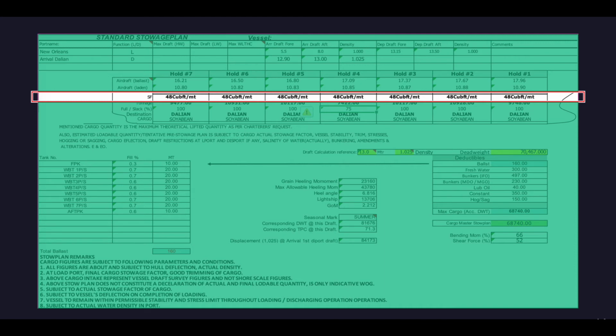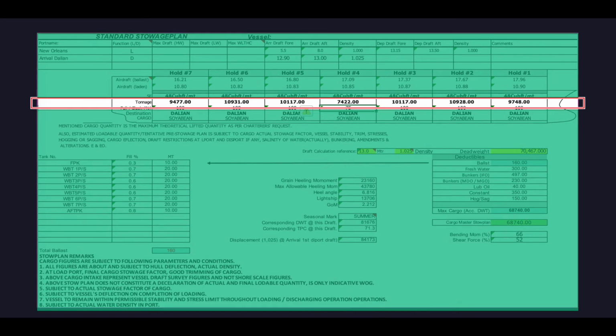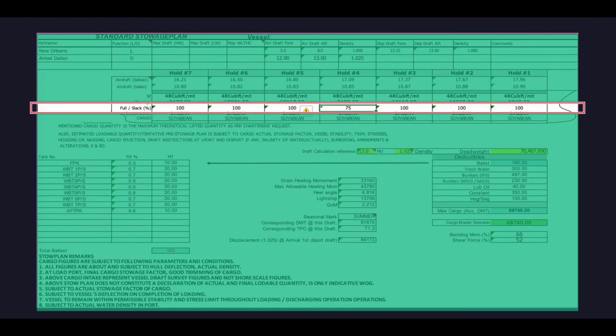And below, the stowage factor of the cargo, expressed in cubic feet per metric ton. In this line we have the quantity of cargo in each cargo hold, expressed in metric tons. Right below, the percentage of each hold's capacity that will be loaded. As we can see here, all cargo holds are 100% full except cargo hold number 4, that is 75% full and is called slack.